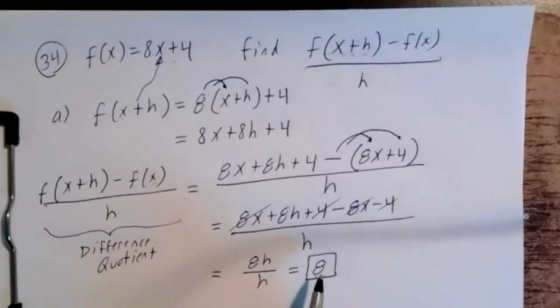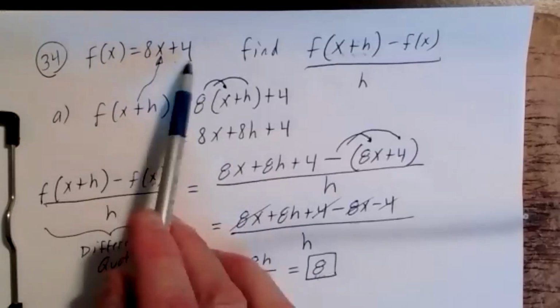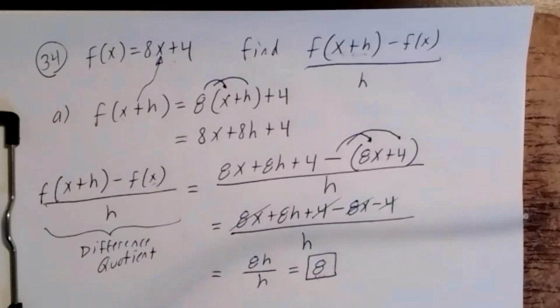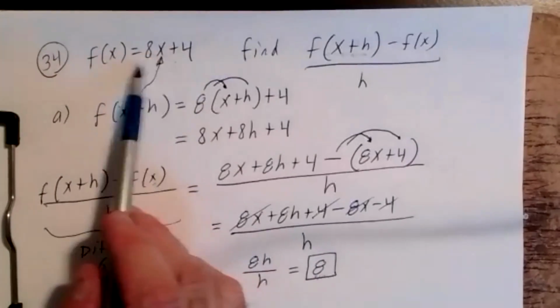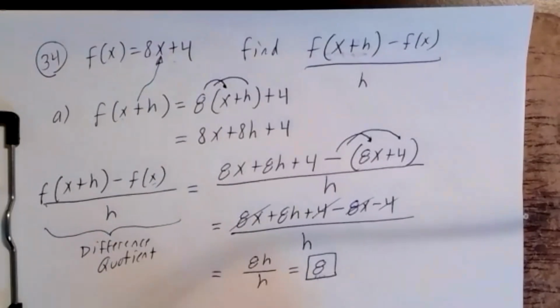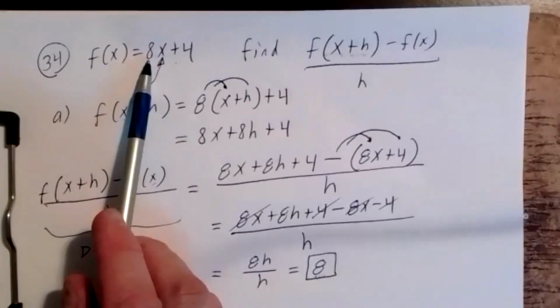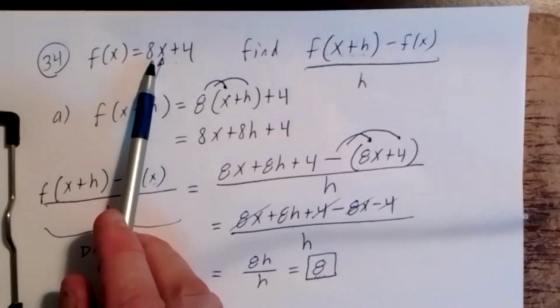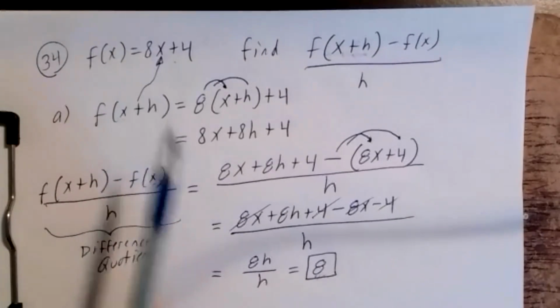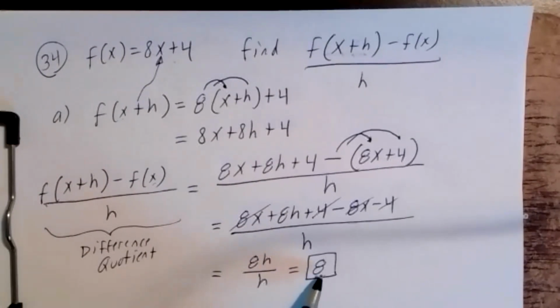Hey, does anybody recognize what 8 is? How does 8 relate to the linear function up here, ladies and gentlemen? Do you see it? How does 8 relate to the linear function f of x equals 8x plus 4? It's the number of x. What is that called? For a linear function, what's 8 called? The slope. Ladies and gentlemen, isn't 8 the slope of this linear function? Look at that. And we got 8 for our difference quotient for that linear function. Just a coincidence? The answer is absolutely not.